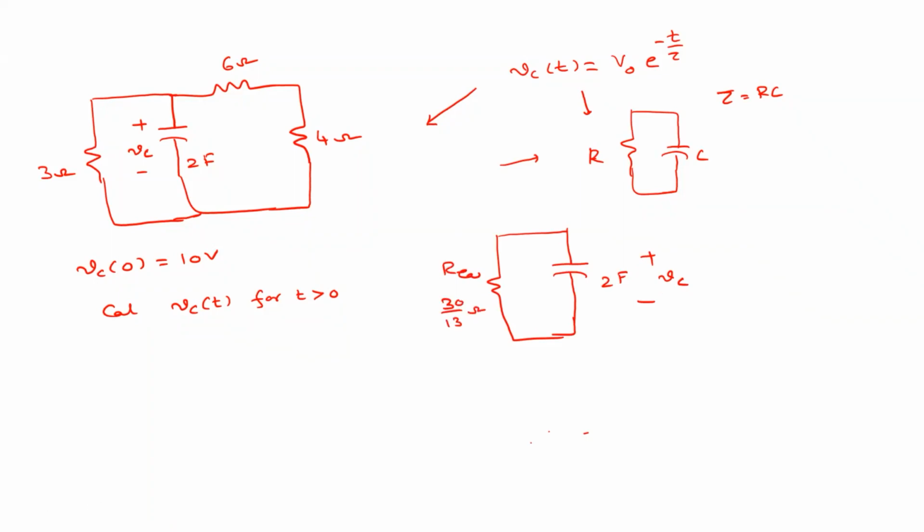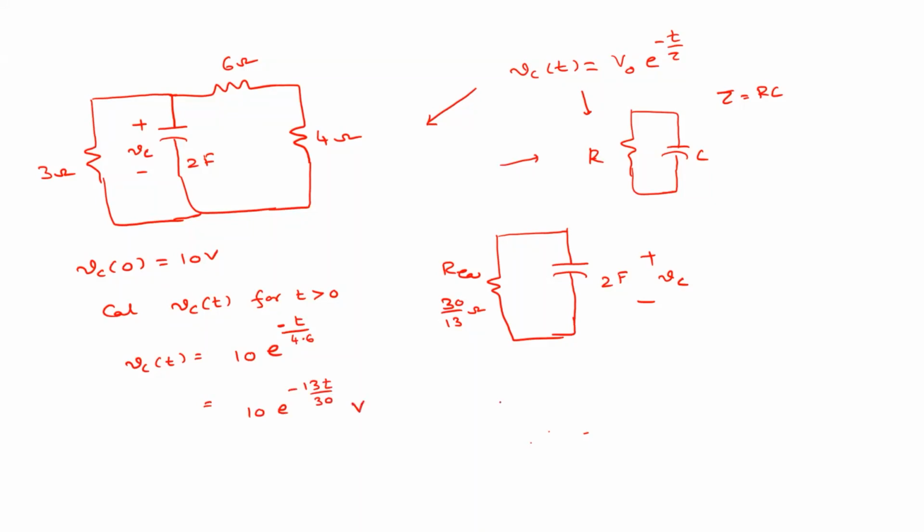So now from this, what is VC of t? 10 e to the power minus 13 t by 30. Or you can write it like this, minus 13 t by 30 volts. This is the answer, right?